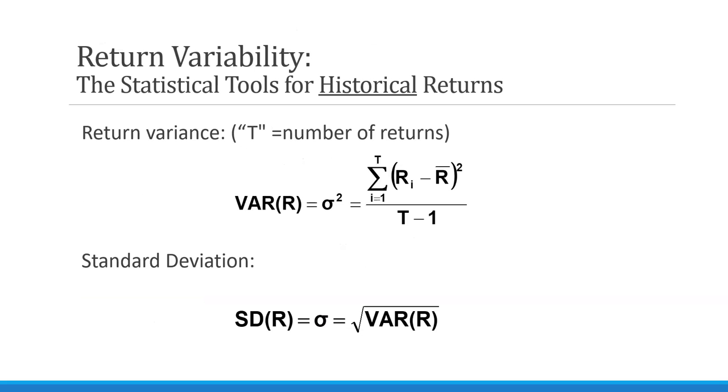On this next slide, we're going to see the mathematical formulas. So the variance is the sum of the return minus the average return to the power of 2, over the number of returns minus 1. And then the standard deviation is the square root of the variance. So we're going to be looking at these examples during our example review in class. We're going to be calculating the variance and standard deviation for items.